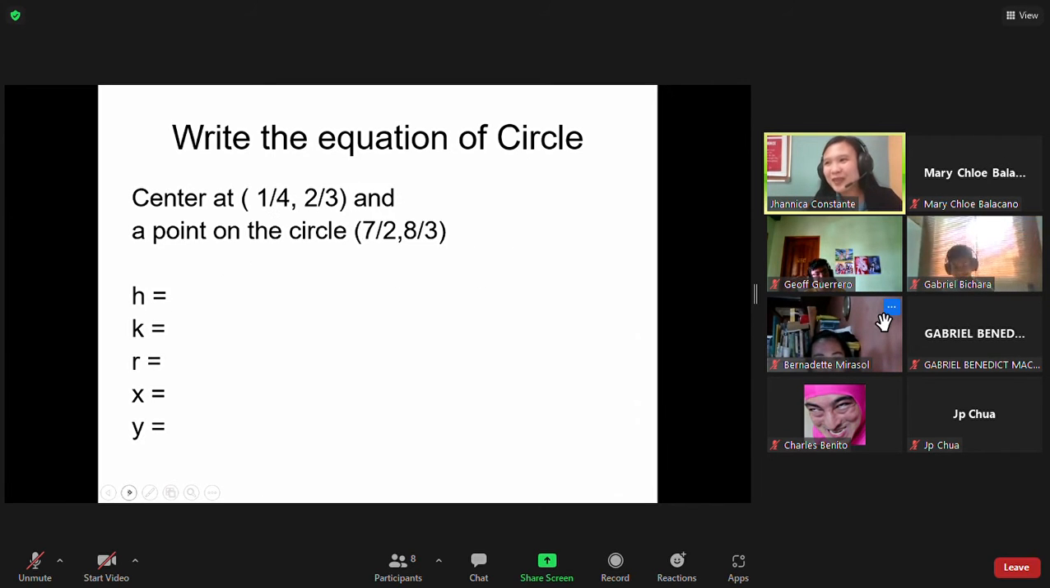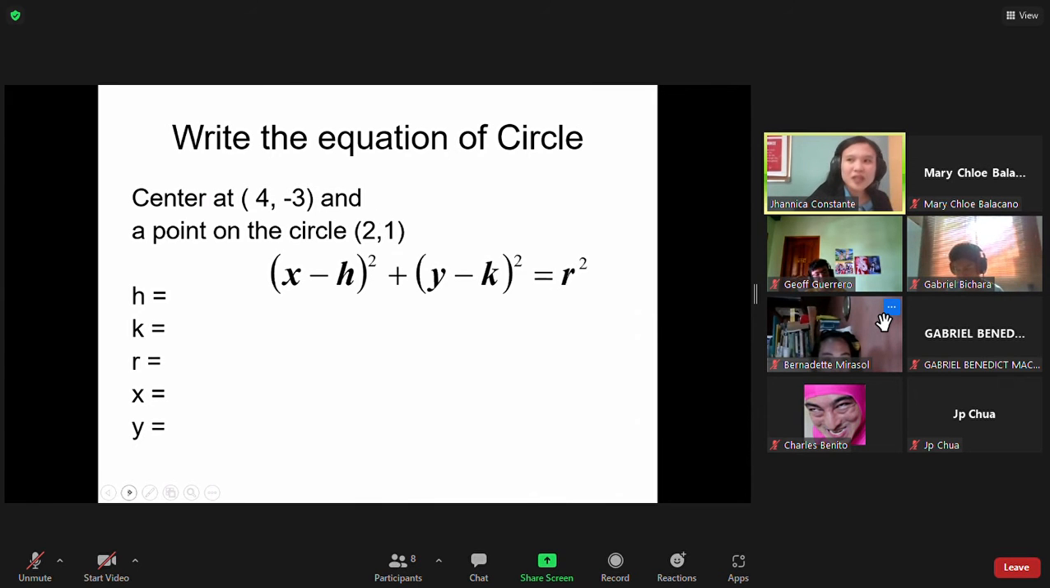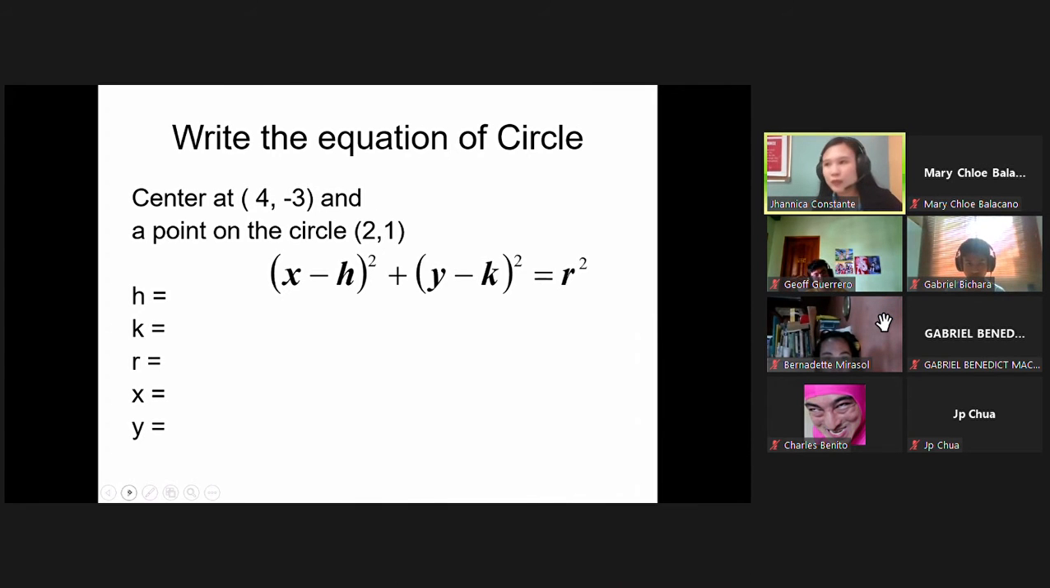For example, some of the given, we have the value. The given is 2 points: 1 point is the center and 1 point is on the circle. Okay. Wherein the radius is not given and we need to write the equation of a circle. For example, we have the center at 4 and -3 and a point on the circle which is 2 and +1. So I already gave you the formula for the radius.